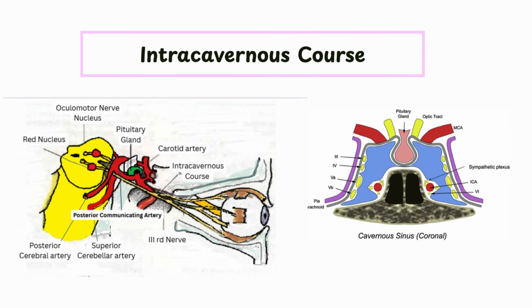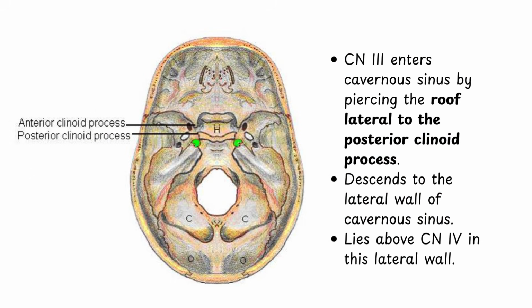Now let's talk about the intracavernous course of the third nerve. After leaving the cistern, the oculomotor nerve enters the cavernous sinus. In this skull cross section, you can see the posterior clinoid process and the anterior clinoid process. The third nerve enters the cavernous sinus by piercing the roof just lateral to the posterior clinoid process. That's an important anatomical landmark. From the roof, the nerve descends and travels in the lateral wall of the cavernous sinus.